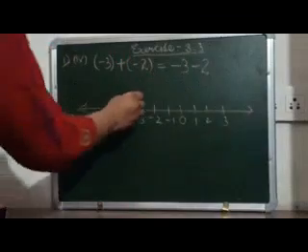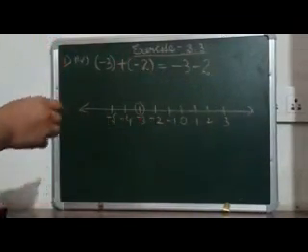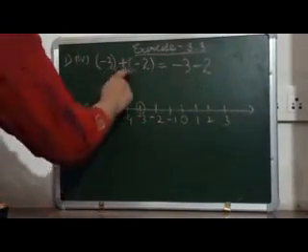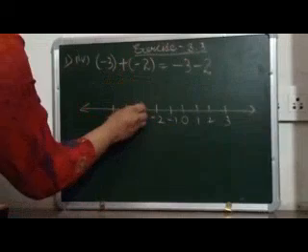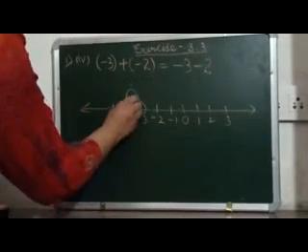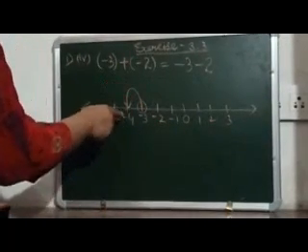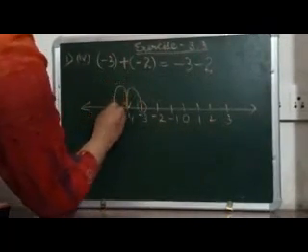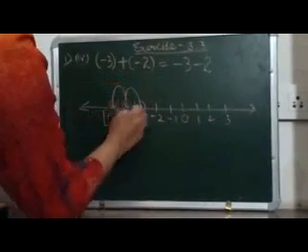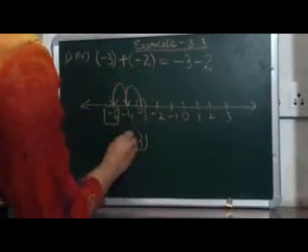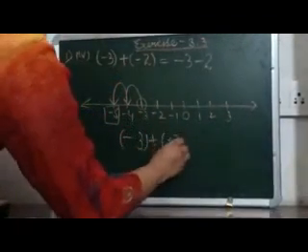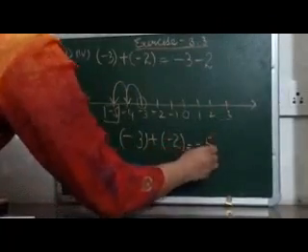Minus 3. So here we are having minus 3. Now you have to add minus 2 to it. So we will go to this side, because whenever we have to subtract, we go to the left side, and we have reached minus 5. So we can say that minus 3 plus of minus 2 is equal to minus 5.